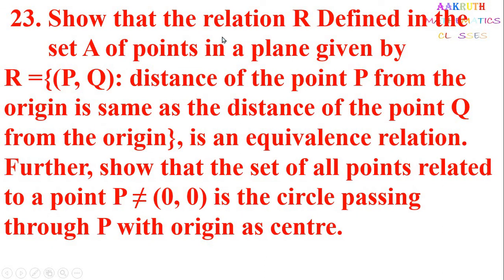Next one, show that the relation R defined on the set A of points on a plane given by R equal to the set of all (P, Q) such that the distance of the point P from the origin is the same as the distance of the point Q from the origin, that is, OP equal to OQ, then only P is related to Q, is an equivalence relation. Further, show that the set of all points related to a point P, not equal to (0, 0), is the circle passing through P with origin as center.